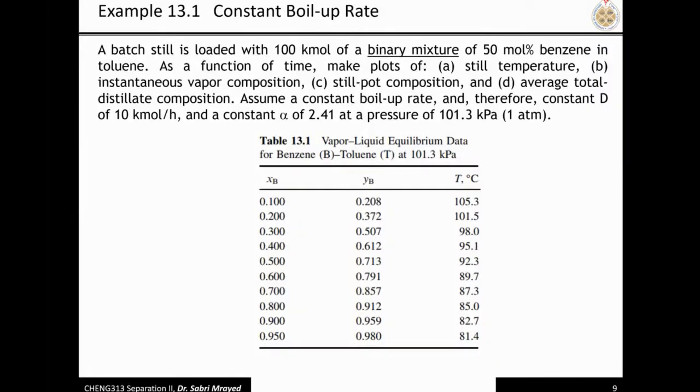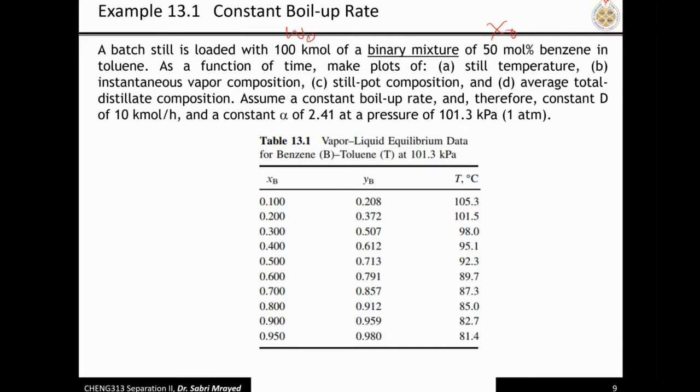Okay, so we started this example last time. We have this load of 100 kilomole of binary mixture, and this is 50% at the initial concentration, and this is a binary system, of course. So we have W0 and X0 as a function of time.